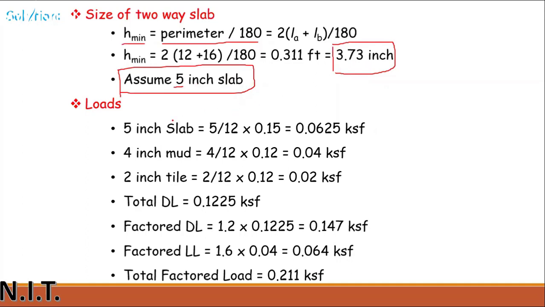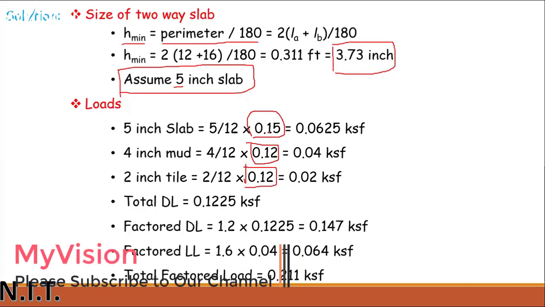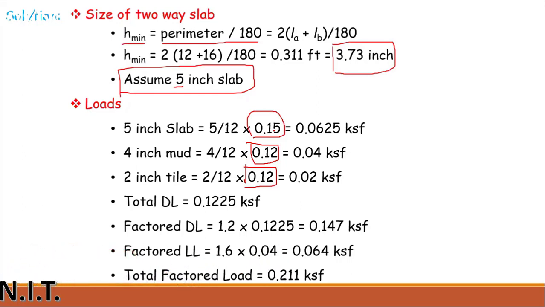Then the second step is to calculate the loads. How can we calculate the load? You have the unit weight of concrete, the unit weight of mud, and the unit weight of the tile layer. The unit weight of concrete is 150 pounds per cubic feet. Mud has 120 pounds per cubic feet, and the tile layer also has a unit weight of 120 pounds per cubic feet. Clear?